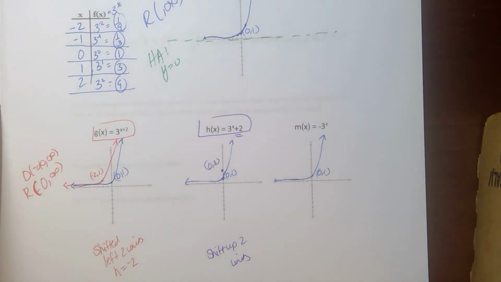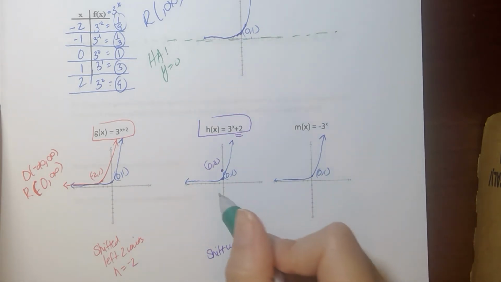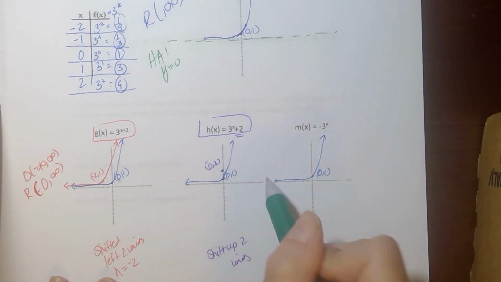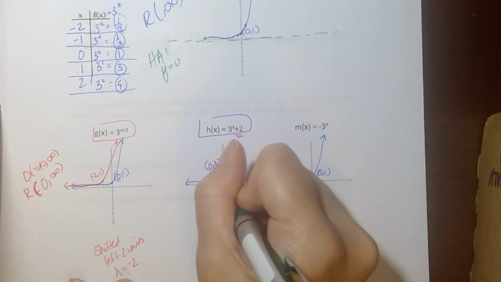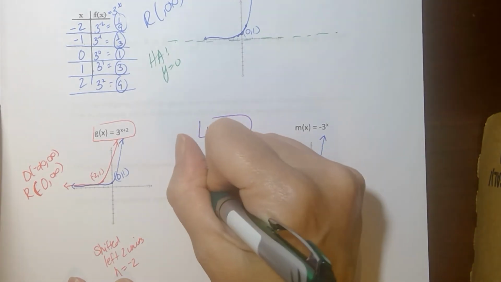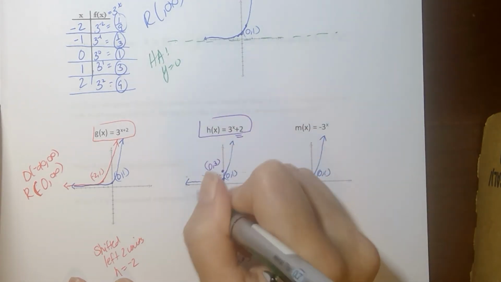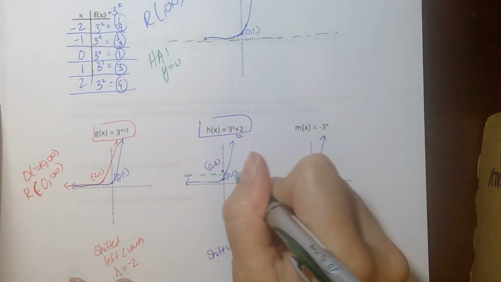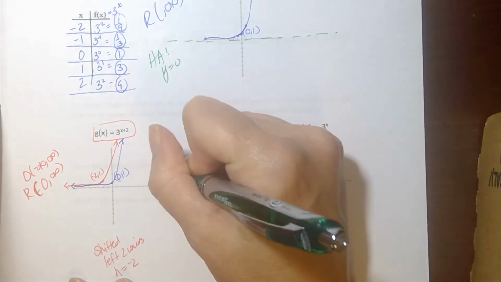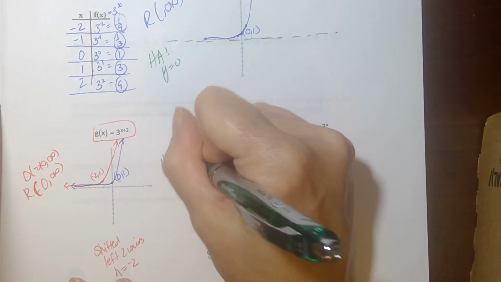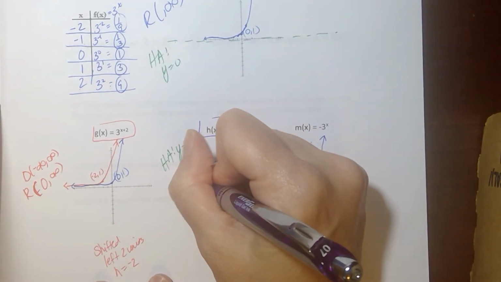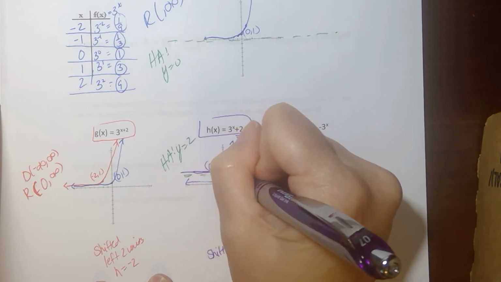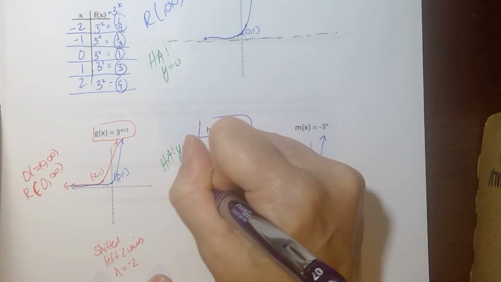And I'm going to take my horizontal asymptote from y equals 0, and now it goes up 2, so it's at y equals 2. So when I have a vertical shift, I do have to shift my y asymptote, or my horizontal asymptote. Horizontal asymptote is now at y equals 2. When I sketch that graph, it follows the exact same curve, it's just shifted up.